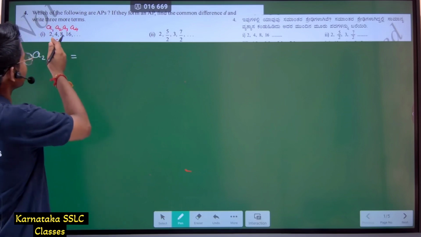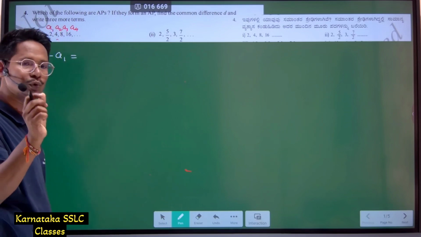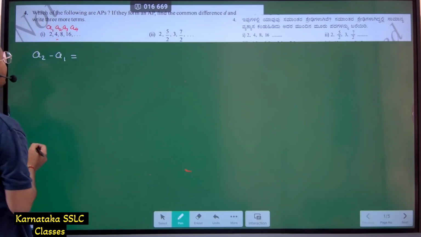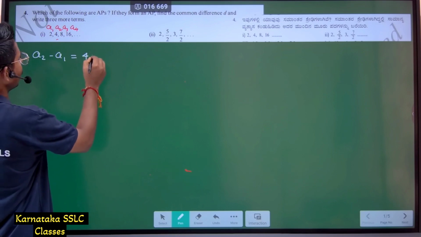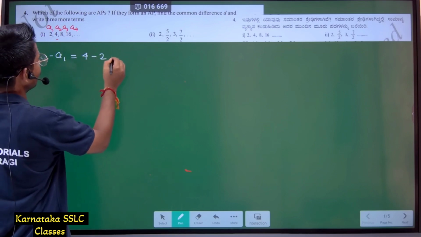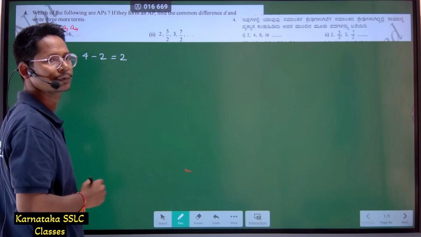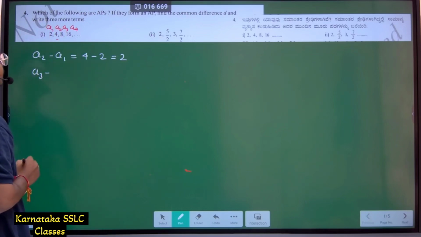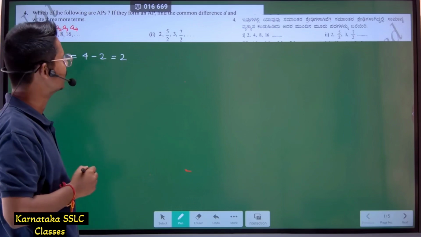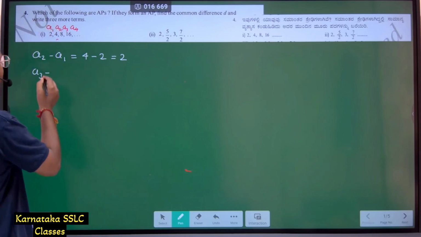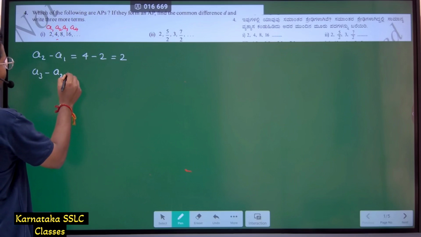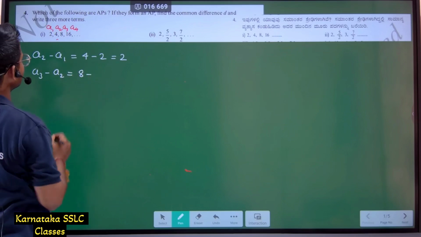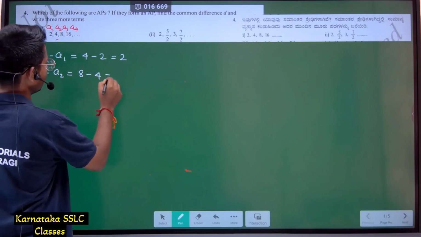First I'll take the difference between the first two successive terms, like A2 minus A1. What is A2? It is 4, minus what is A1? It is 2. What will we get? 2. Similarly, for the next pair of terms I'll find the common difference. It is A3 minus A2. What is A3? 8, minus what is A2? 4. We'll get 4.